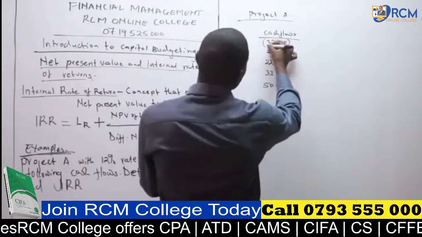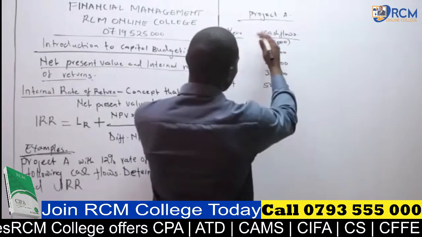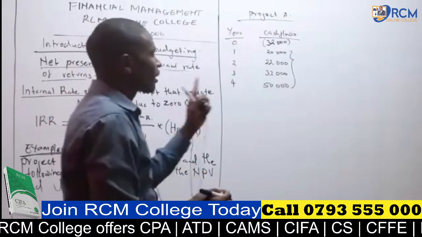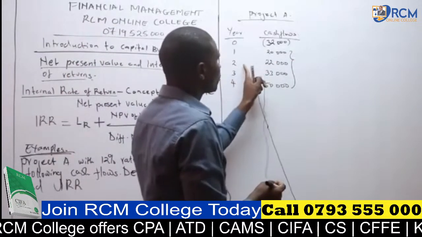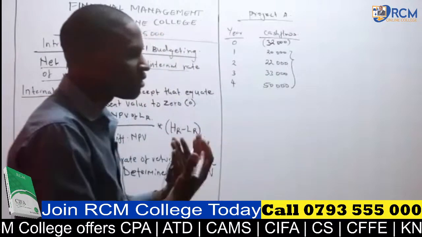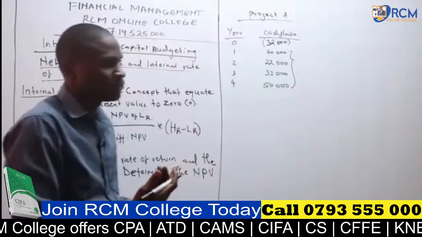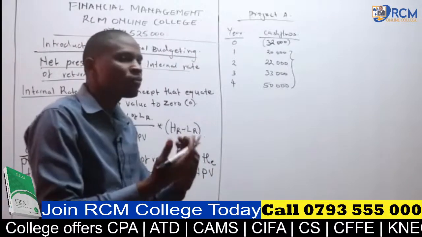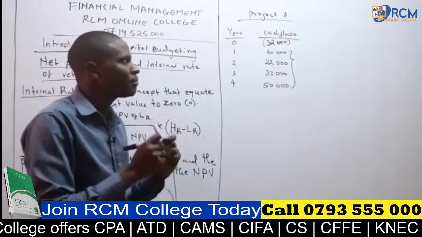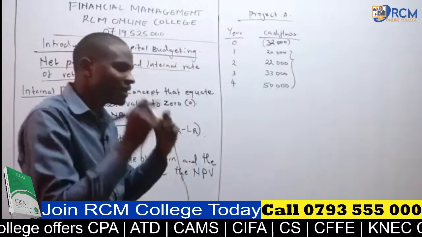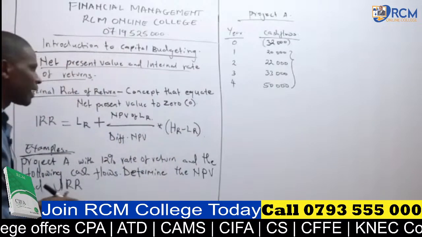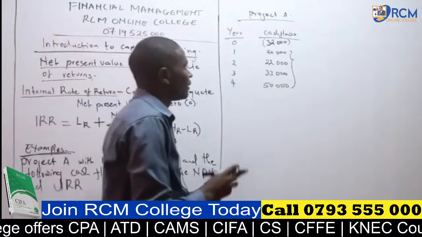Now, allow me to put a bracket, because that is my initial outlay. The cash flows are here. And I'm told that these cash flows are irregular. They are not similar. If I look at year 1, year 2, year 3, year 4, they are not similar, and therefore they are irregular cash flow. For me to determine the NPV, remember, I want first of all to get the NPV using the lower rate. But my objective here is to arrive at the IRR, internal rate of return.